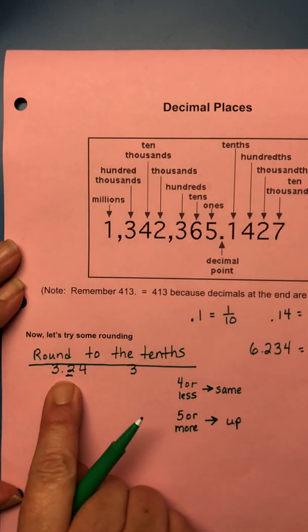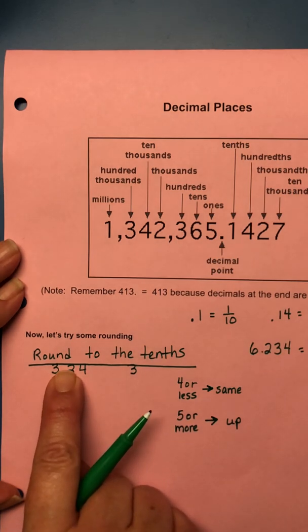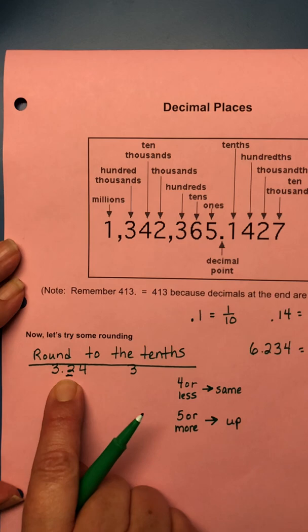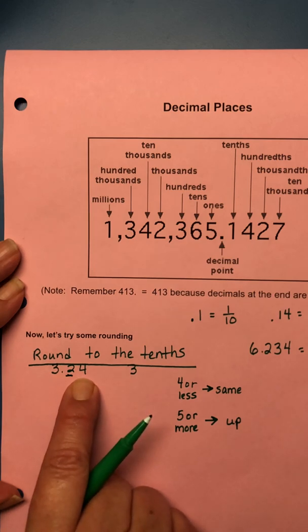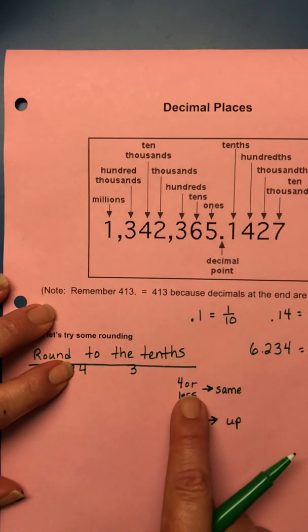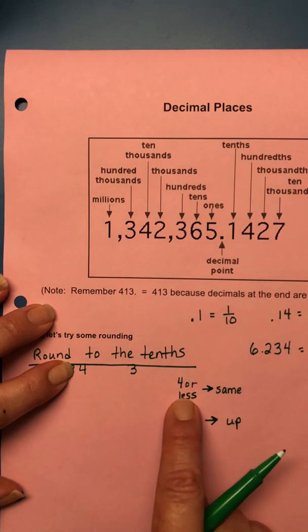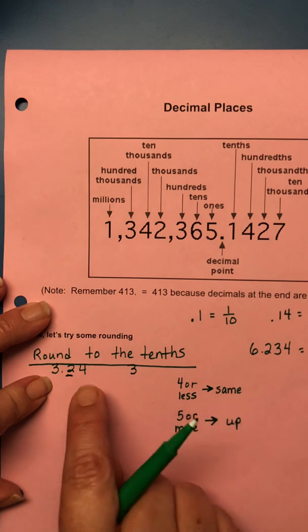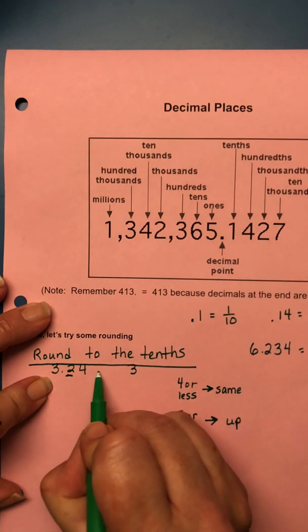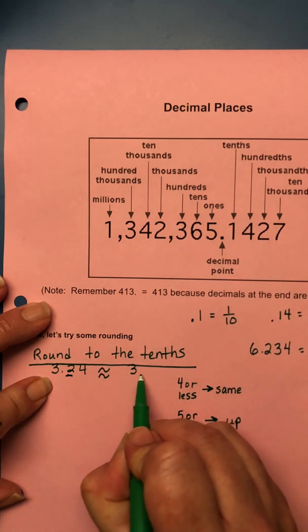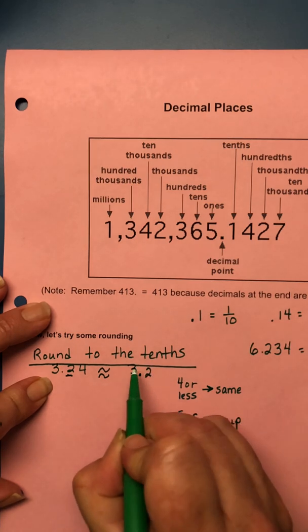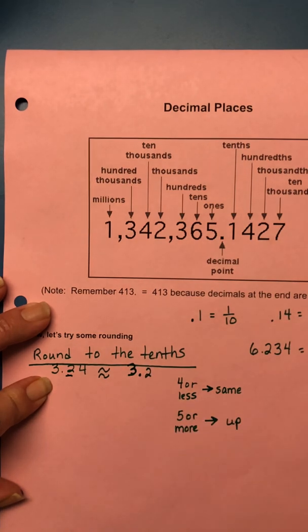So I'm looking at the 2, and that's where I'm rounding to, the tenths spot, and I look at the number next to it, and it's a 4, and I say, is the number gonna stay the same, or is the number gonna go up? 4 or less, the number stays the same. So that 2 is gonna stay the same. So this is going to be approximately 3.2, okay?